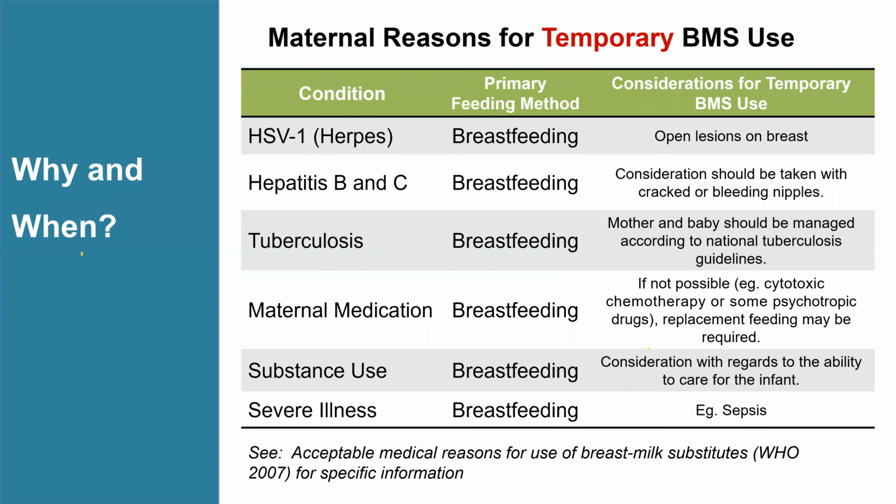Next slide. Maternal reasons for temporary BMS use. There may be considerations in these conditions, for example, HSV1, hepatitis B and C, tuberculosis, maternal medications, substance use, or severe illness. Breastfeeding can always be the primary feeding method for all of these. However, there are conditions that may require consideration for temporary use of BMS, such as open lesions on the breast in a herpes outbreak, and so on, with special consideration to certain medications, etc.